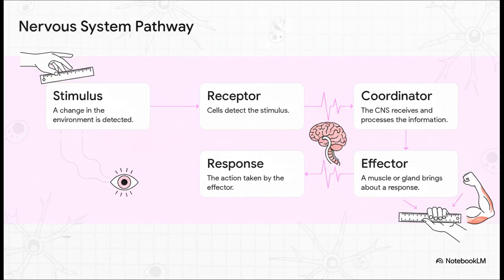This pathway you see here, this is the entire journey of that reaction. It all starts with a stimulus. You see the ruler fall. That triggers an electrical impulse that zips from the receptor cells in your eye all the way to your central nervous system, your brain and spinal cord, for processing. Then a new message is sent out to the effector, in this case the muscles in your hand, which triggers the response. The time it takes for that whole trip, that's what you're measuring.